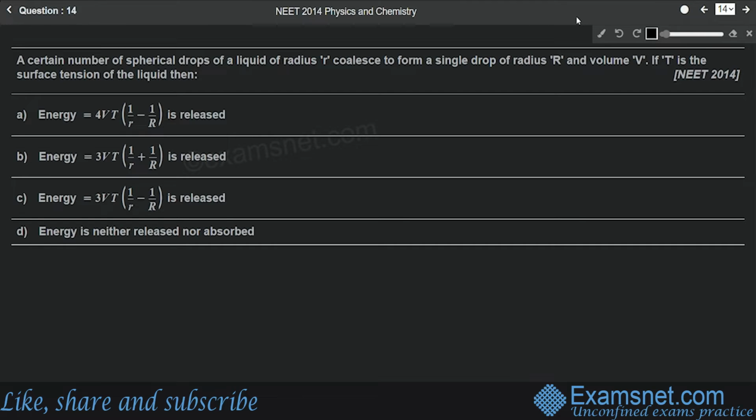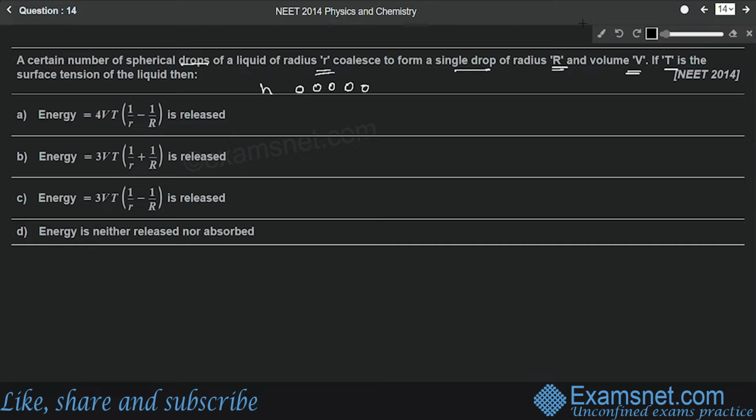Question number 14 is from the chapter Mechanical Properties of Fluids, and the question is, a certain number of spherical drops of liquid of radius small r coalesce to form a single drop of radius capital R and volume V. If T is the surface tension of the liquid, then. Okay, so initially there were n numbers of small spherical drops, each of radius small r.